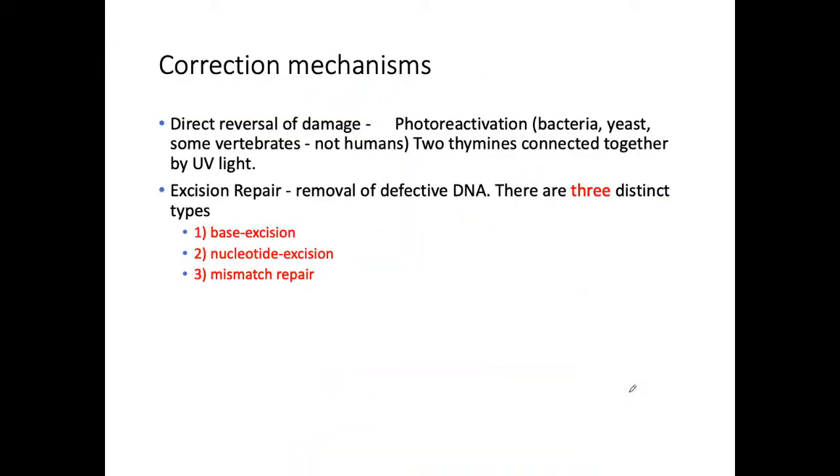So, correction mechanisms. There could also be direct reversal of damage, that is photoreactivation, where two thymines are connected together by UV light. And excision repair, that is removal of defective DNA. There are three distinct types possible: base excision, nucleotide excision, and the mismatch repair system, right?